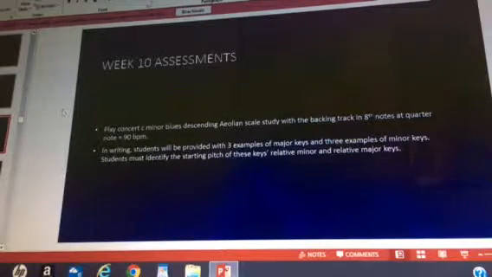So students here will play, and then here they will identify 3 minor keys and 3 relative major keys after being provided with 3 examples. So they'll be provided with, let's say, B flat, E flat and G major. So that would be G minor, C minor, and E minor. And let's say they're provided with D minor and A minor, then they'll identify that the relative major is F major for D minor and C major for A minor.